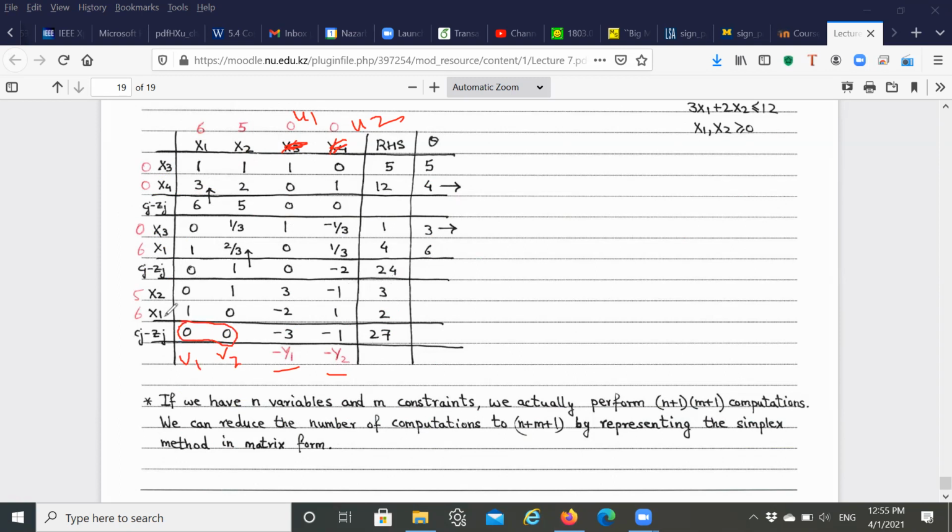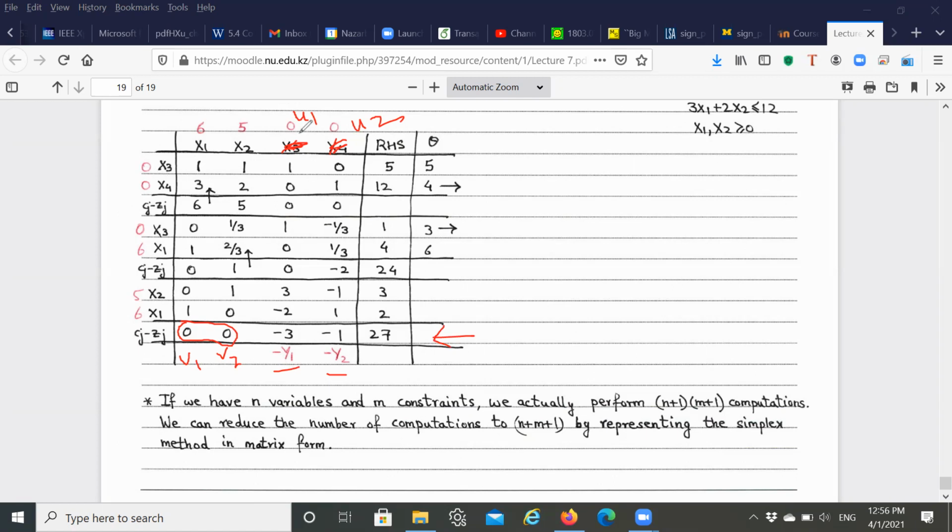So x1 is 2 times v1, which is 0. So it satisfies the complementary slackness condition. x2 times v2, again, correct. So it tells me that x1 and x2 are the basic variables, and v1 and v2 are non-basic in the final optimal solution. Then you go under u1 and u2. u1 and u2 in the end, you will see is equal to 0, 0. And the final values in this row of Cj minus Zj would be y1, y2.